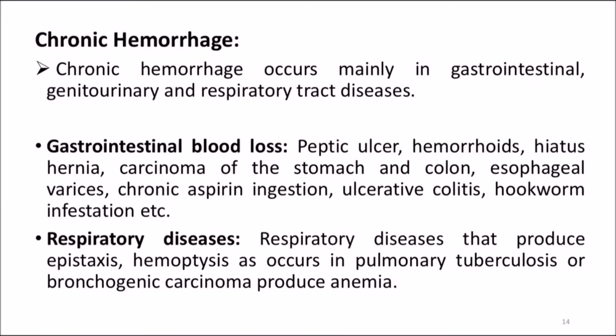Coming to chronic hemorrhage. Chronic hemorrhage occurs mainly in gastrointestinal, genitourinary, and respiratory tract diseases, etc. In the GIT, the blood loss can be due to peptic ulcer, hemorrhoids, hiatus hernia, carcinoma of the stomach and colon, esophageal varices, chronic aspirin ingestion, ulcerative colitis, hookworm infestation, etc. In the respiratory tract, hemoptysis occurs in pulmonary tuberculosis and bronchogenic carcinoma, which produces anemia.